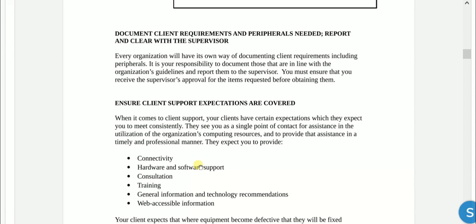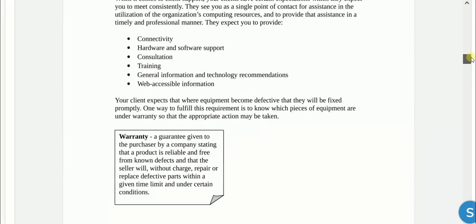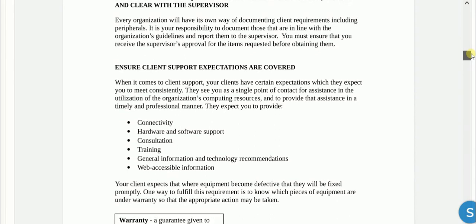Yes, sir. All right, and next we have general information and technology recommendations. So you can make general recommendations to the client as well. Web accessibility information, all of those must be provided to the client in the form of supporting the client's expectations. Ensure all of those are covered. A next thing that is linked to it as well is what we call warranty. Warranty, what is that all about?